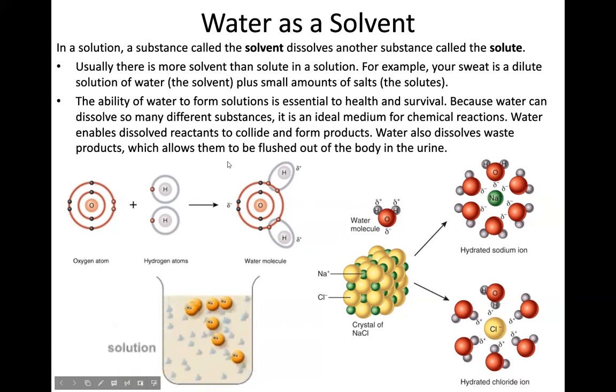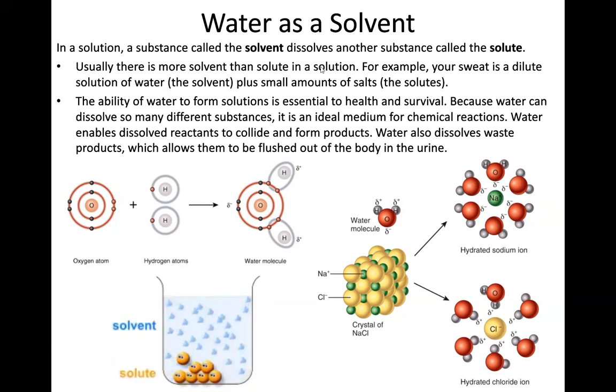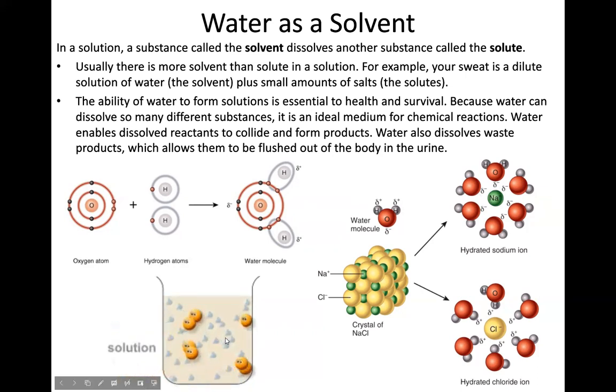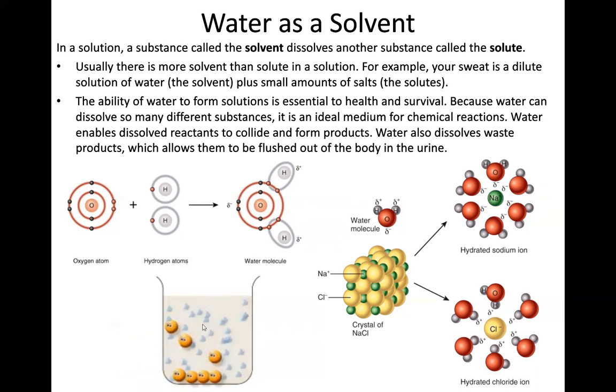Okay. Usually there's more of the solvent than the solute in a solution. You can see the little blue dots as they start to dissipate here. The blue dots will be the water molecules, a lot more of those than whatever these little guys are, which would be the solutes. And the ability of water to form solutions is very essential to our health and survival because water can dissolve so many different substances. It is an ideal medium for chemical reactions. It's where chemical reactions are taking place. We just mentioned that on the previous page. It enables dissolved reactants to collide and form products. Water also dissolves waste products, which then allows them to be flushed out of the body in the urine.